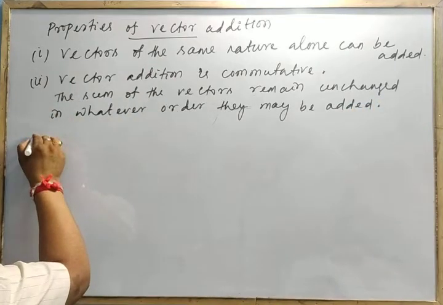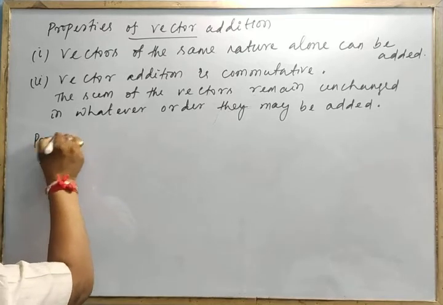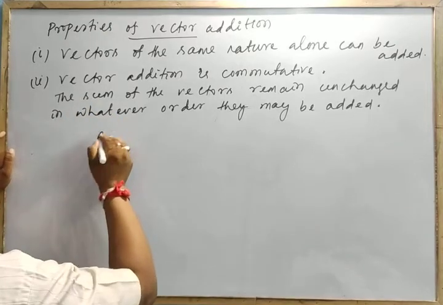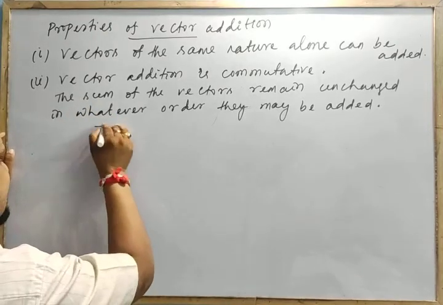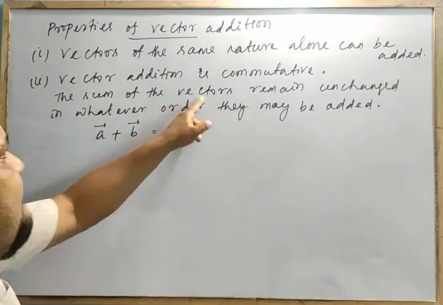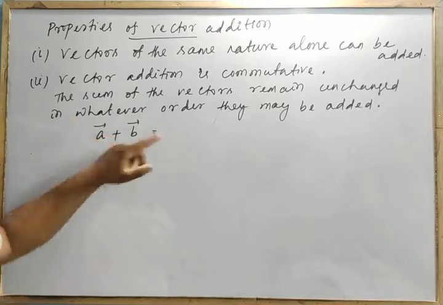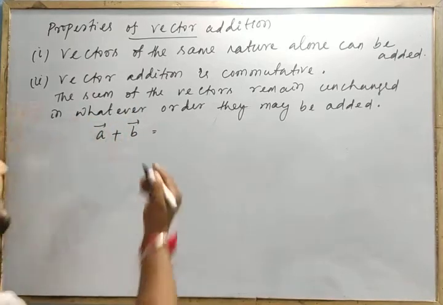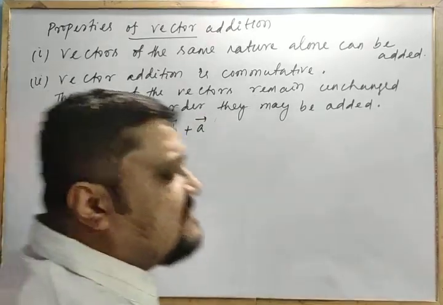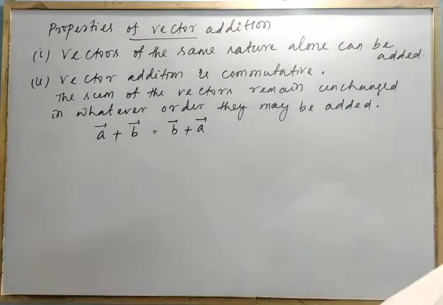Let me make a proof of this one. Mathematically, this says, suppose I take the vectors, small letters I am using, a vector plus b vector. This is the same as the sum of the vectors remaining unchanged in whatever order they may be added. A plus b is the same as b plus a. This is vector addition is commutative. So how do we prove this? How will we prove this one?